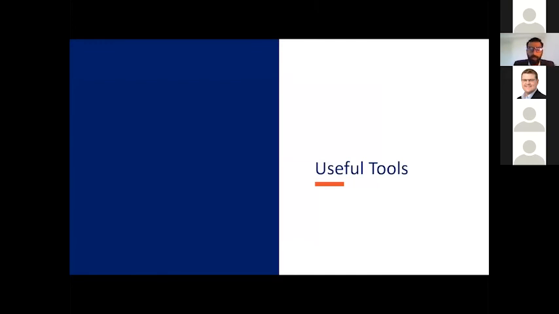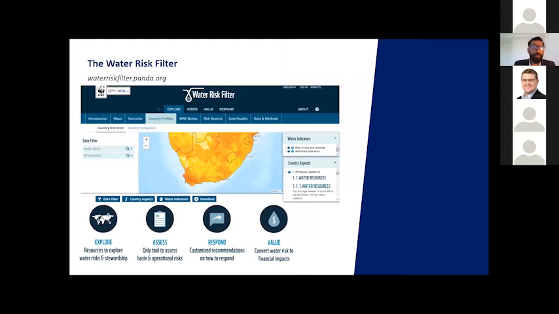The next part of this introductory session on climate change is just to talk about some useful tools. The water risk filter is one tool where you can look at what the impact of your operations is going to be from a water perspective and a spatial perspective. You can plug in the location of a certain factory, plant, agricultural or mining operation, put that address in, and get a sense of what the water risks are. And these water risks, of course, relate to climate change.